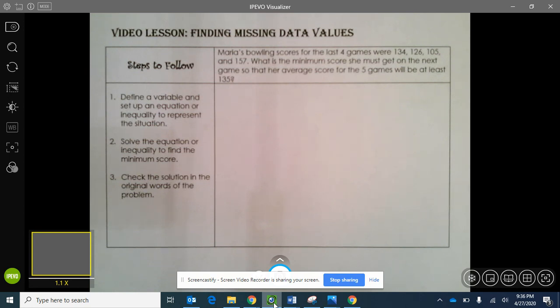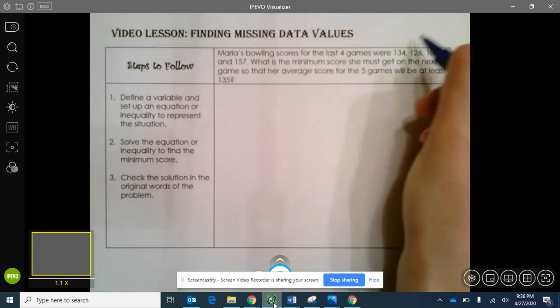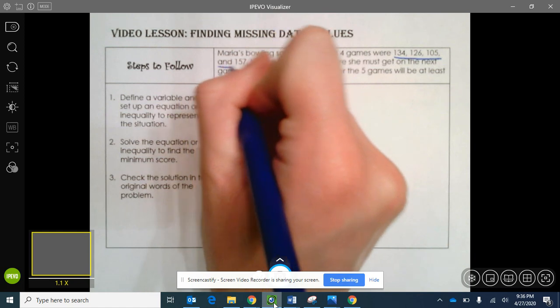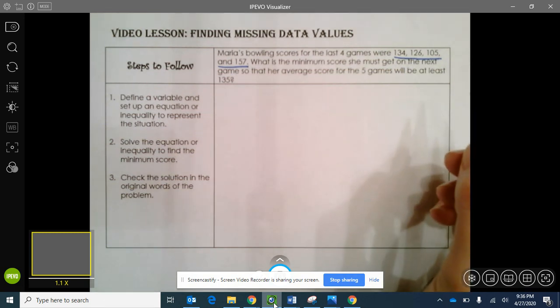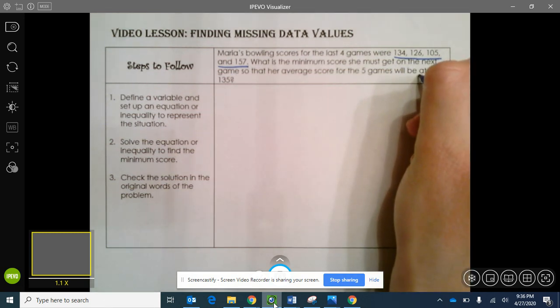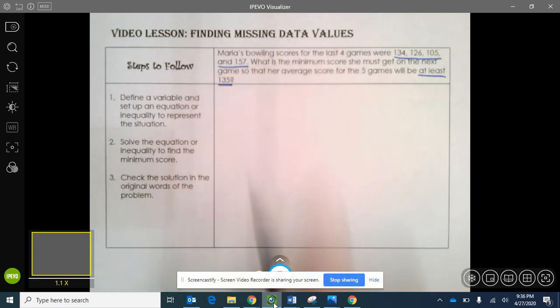Maria's bowling scores for the last 4 games are 134, 126, 105, and 157. What is the minimum score she must get on the next game so that her average score for the 5 games will be at least 135? So she's bowled 4 games so far. Here were her scores. And she's going to bowl a 5th game. So we want to figure out what she needs to get on the 5th game so that she will be at least an average score of 135.